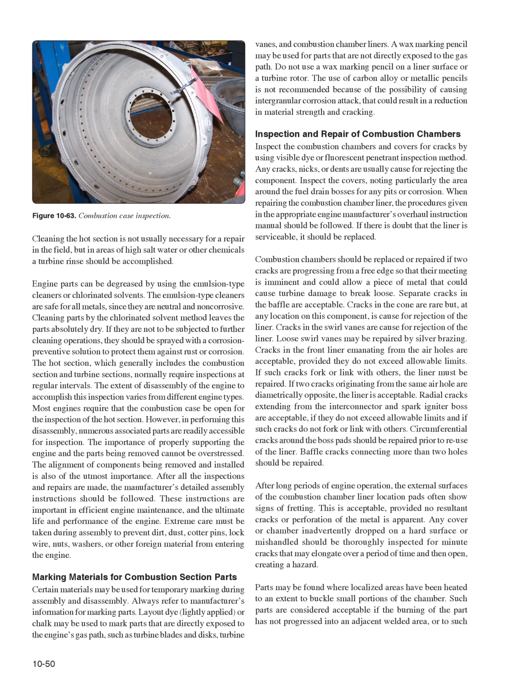Engine parts can be degreased by using the emulsion-type cleaners or chlorinated solvents. The emulsion-type cleaners are safe for all metals, since they are neutral and non-corrosive. Cleaning parts by the chlorinated solvent method leaves the parts absolutely dry. If they are not to be subjected to further cleaning operations, they should be sprayed with a corrosion-preventive solution to protect them against rust or corrosion.